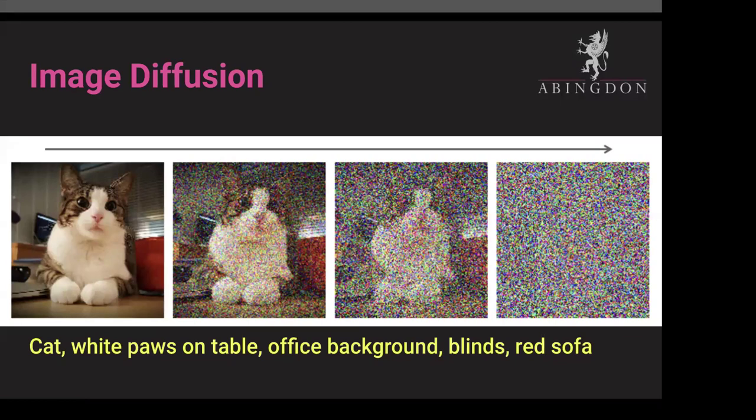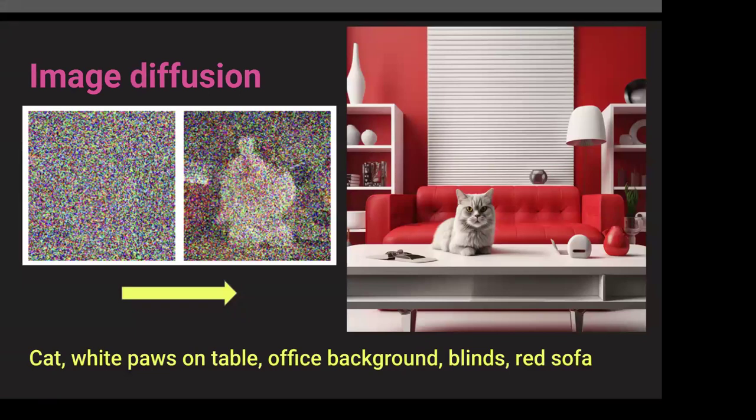And if you take those pictures, input the text that describes what's in the picture, and then slowly turn that picture into noise, you train the AI model to understand what makes up those pixels to make that image for you. What you can then do is reverse the whole situation around. Once you've trained your model, you effectively give it some noise and your prompt. We'll come back to what prompts are later, but you give it the same prompt, and then slowly over a number of steps, it will turn that noise into a picture like this, which is a cat with white paws on a table, office background, blinds, and a red sofa. So it's learned all of these different objects and is then able to combine them all together.